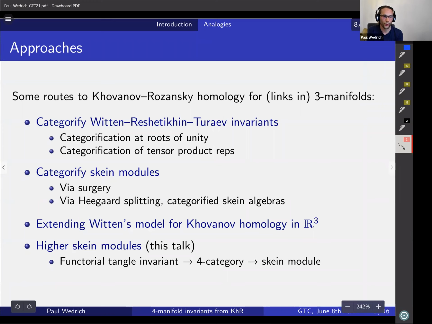There's also a proposed model for Khovanov homology due to Witten in terms of PDEs in 4 and 5 dimensions. It's an intriguing question whether this model extends to other settings. These are some of the other approaches that are out there. I just want to emphasize that what we're doing here is different. We're not really trying to categorify anything here. We just take the categorified invariant in this link homology and then extend it to a manifold invariant. So I would call this a higher skein module construction.